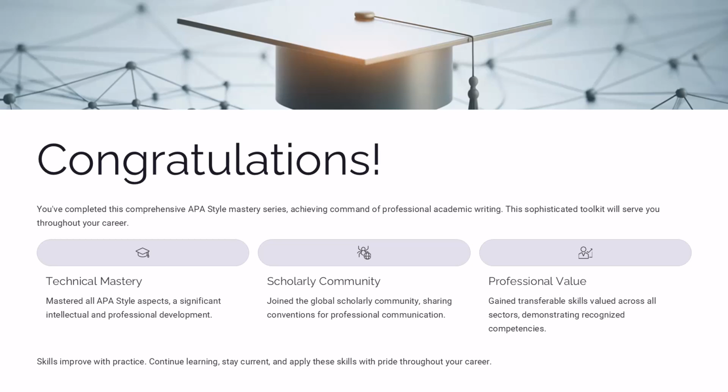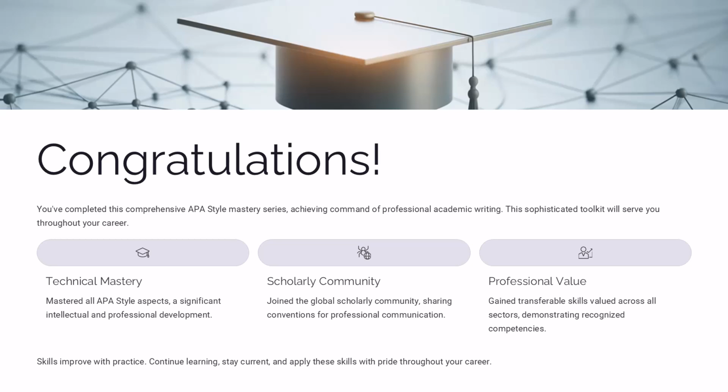Remember that these skills improve with practice and application. Each paper you write provides opportunities to refine your expertise and develop greater efficiency. Be patient with yourself as you integrate these skills into your natural writing process, but maintain high standards for your final products. Continue learning and staying current with evolving standards in your field.